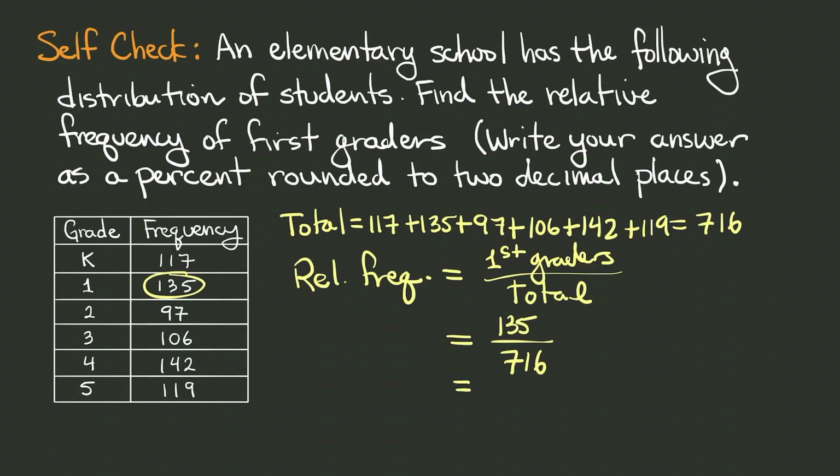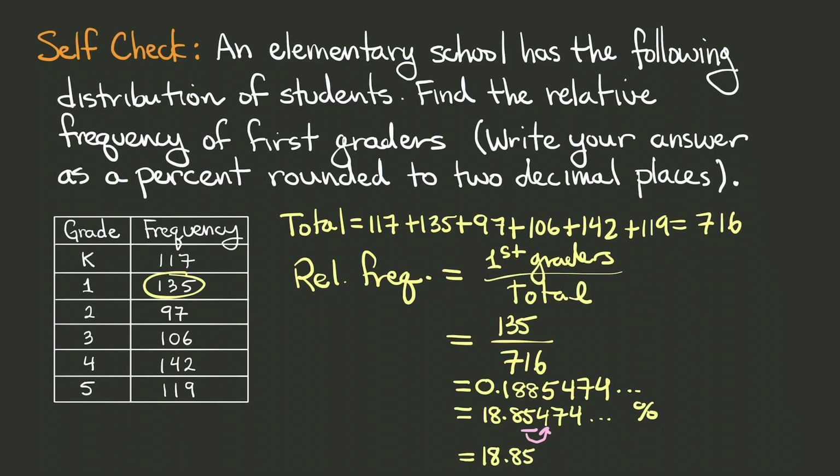As a decimal, it's going to look like 0.1885474. Now to get a percentage, I need to move my decimal place over to the right 2 places. So I'm going to have 18.85474... percent. But now it wants us to round that to 2 decimal places. Notice that I switched to percent before rounding. We're supposed to round to 2 decimal places, and so I'm going to look at the next place. And that number is less than 5, and so I'm going to not round up. I'm just going to keep the number that I have, 18.85%.